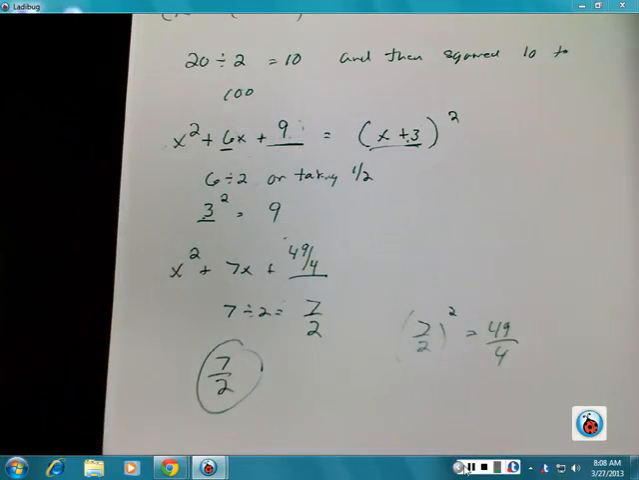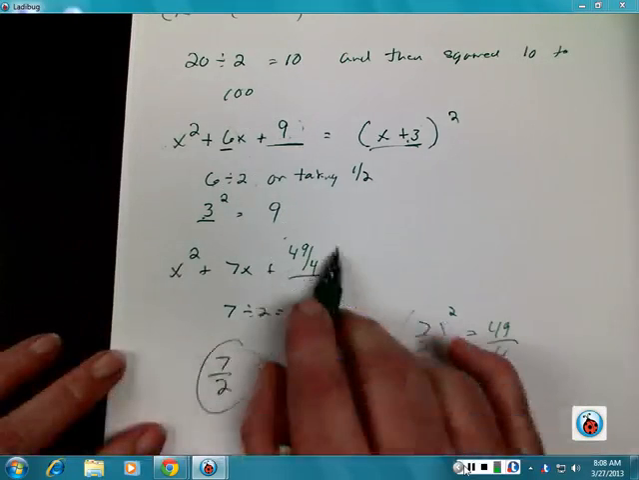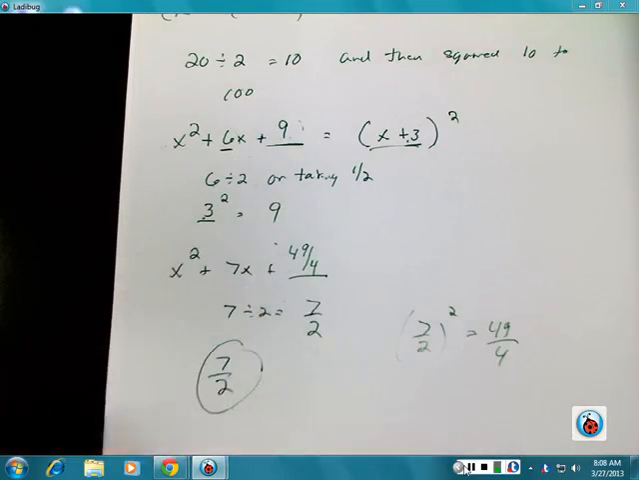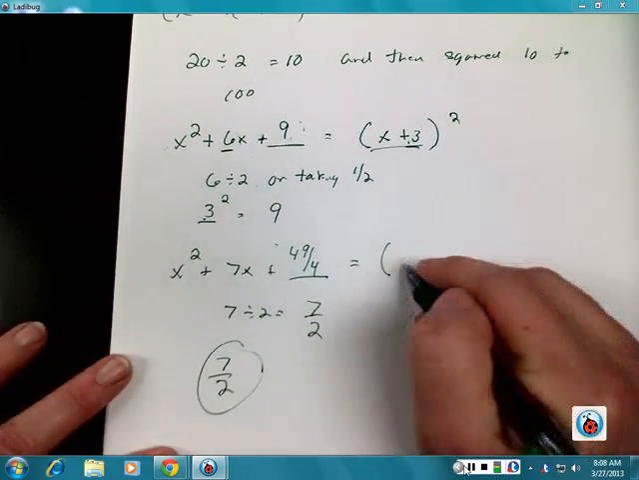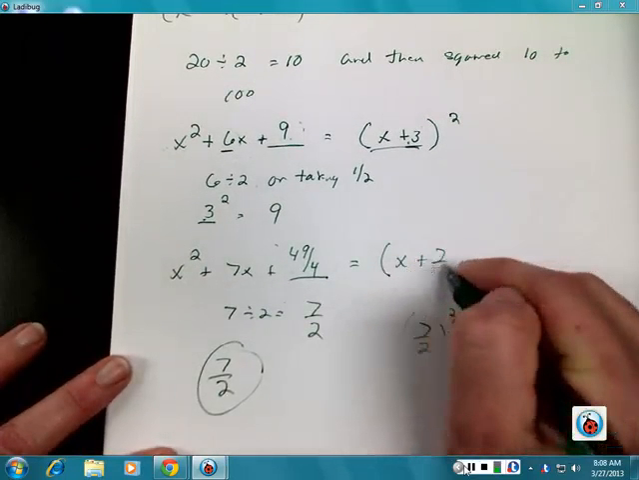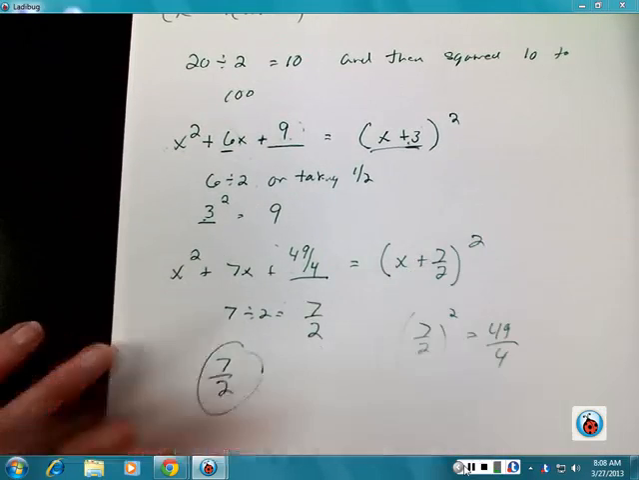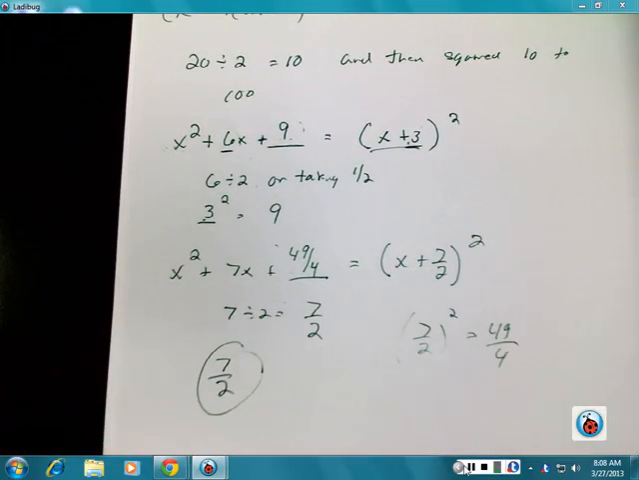49/4. So these get a little funky at the tail end when this middle is not divisible by 2. But they're still doable, because you just square the top number and square the bottom number and you've got your piece. So what does the perfect square look like if I factor this? x plus 7/2 squared. Make sense? Hopefully.